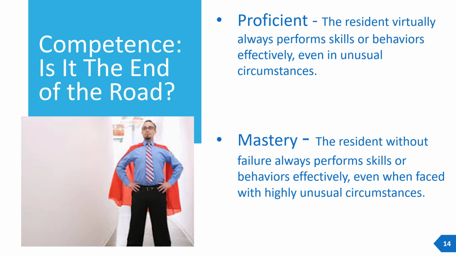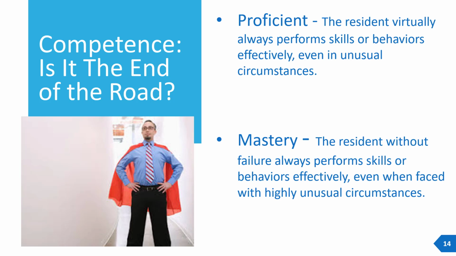Mentors and directors are typically proficient, where they virtually always perform a skill or behavior effectively, even in unusual circumstances, or they've even achieved mastery, where without failure they always perform the skill or behavior effectively, even when faced with highly unusual circumstances. Keep in mind, the goal of residency is not these two levels. The goal of residency is competence. But the directors and mentors, well, very often you're at the level of proficient or mastery.